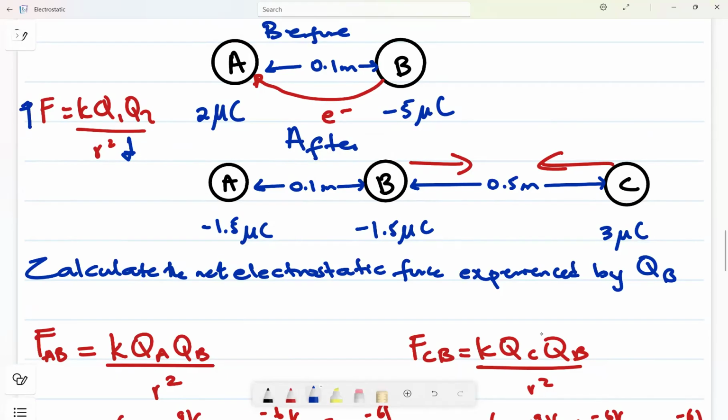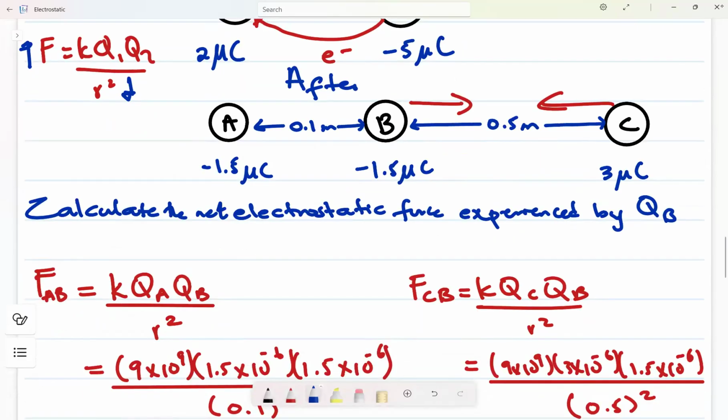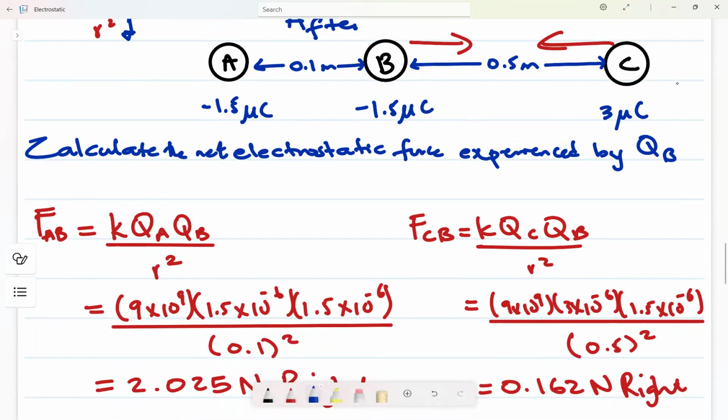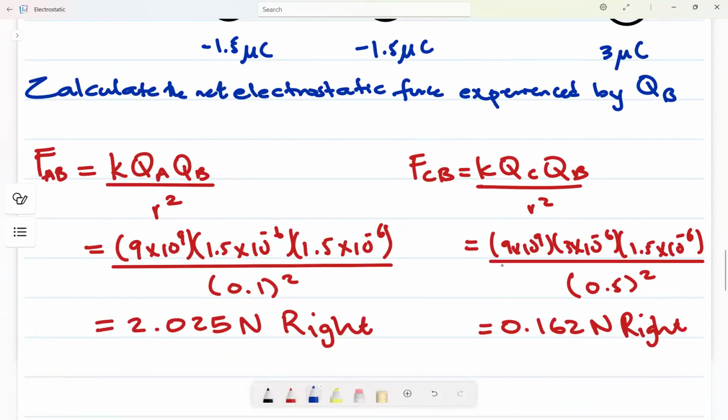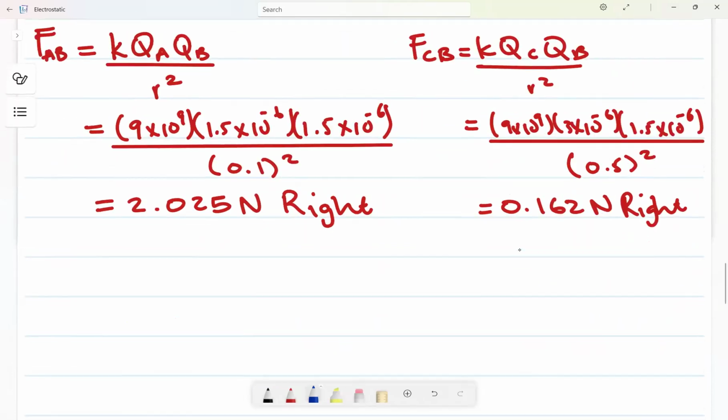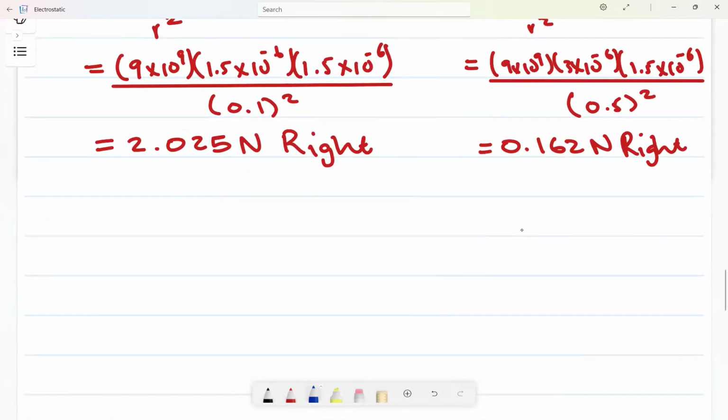Can you see now? This is what is happening. Between A and B, the distance is shorter and the magnitude of the force is greater. It is 2.025. But now between B and C, the distance is longer. Can you see the magnitude is 0.162. Therefore, now we need to calculate the F net. F net will be force A on B plus force C on B.